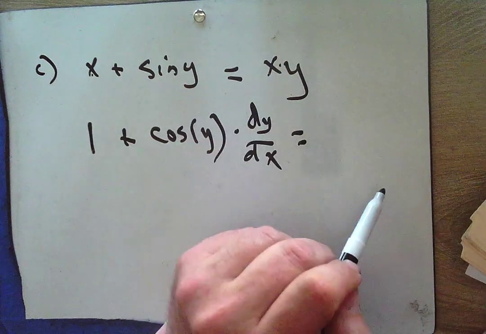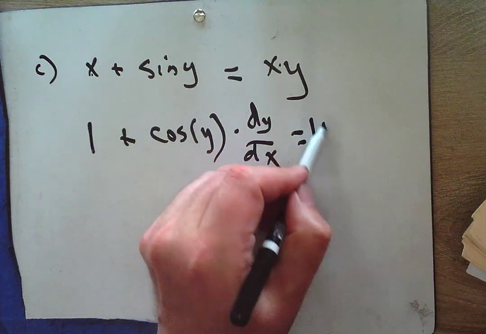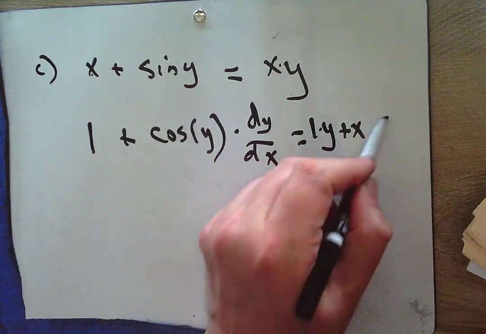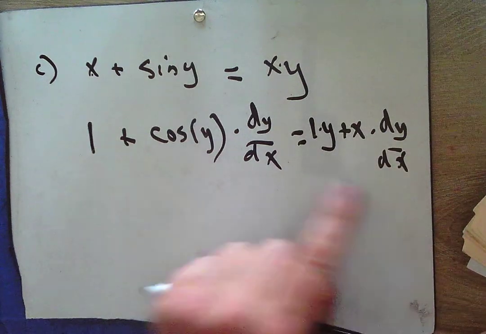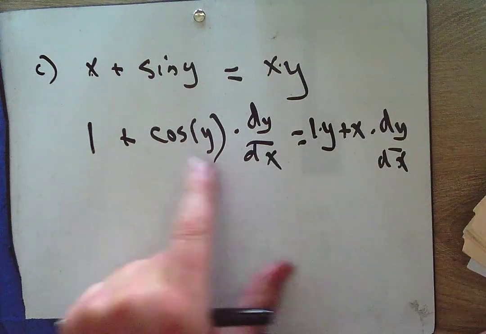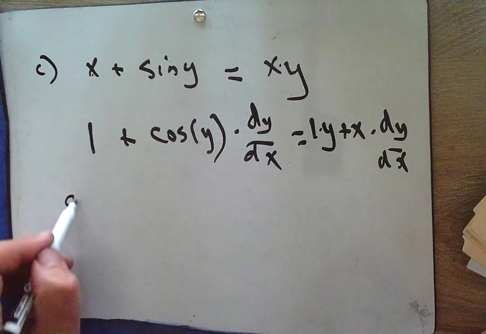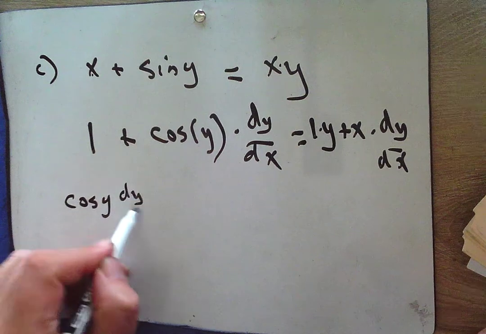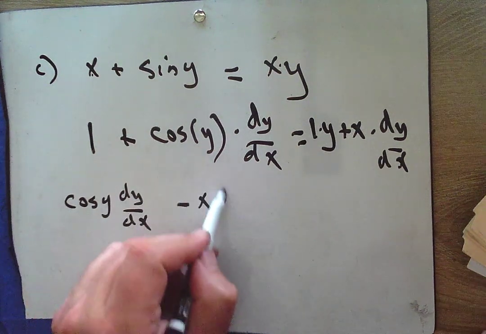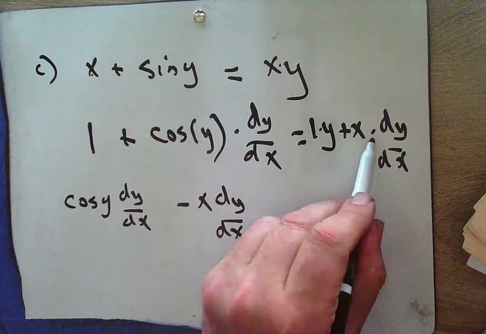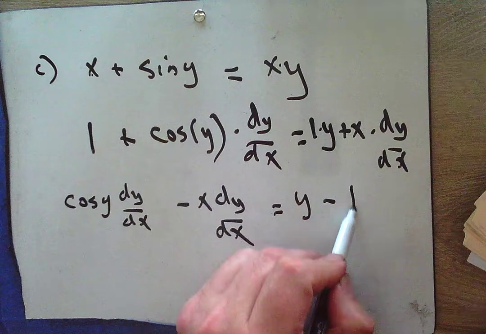Over here, I've got a product. So over here, I need to use the product rule. 1 times y plus x times dy dx. So I want to get all the dy dx stuff to one side, and the stuff that's not dy dx, I'm going to move to the other side. So I'm going to have cosine y dy dx minus x dy dx, because I moved this over, equals y minus 1.